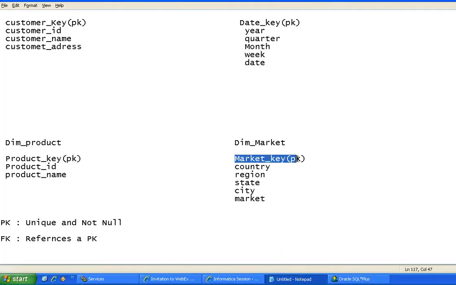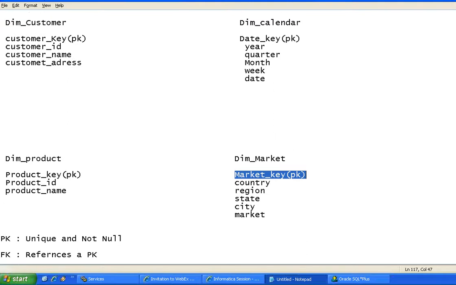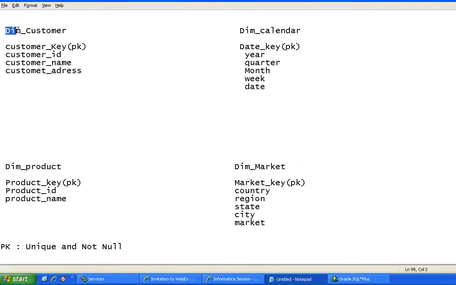So we are having a primary key. See here, if you observe the tables, we are taking four tables here. DIM underscore customer is the customer table. DIM underscore calendar is the calendar table. DIM underscore market is the market table. DIM underscore product is the product table. For every table, we have a primary key. What is a primary key? It should be unique and there should not be any null values.